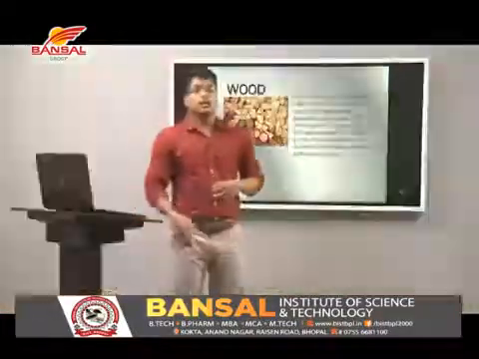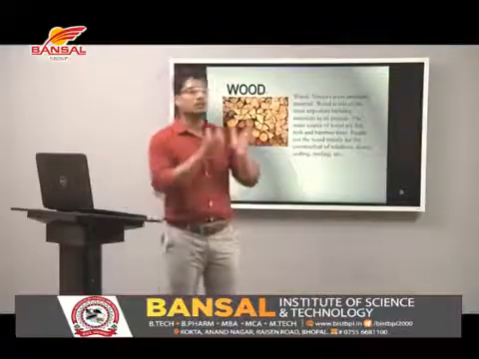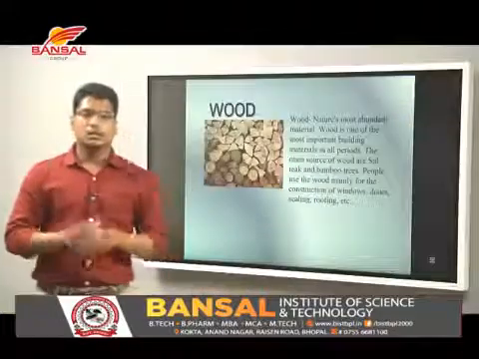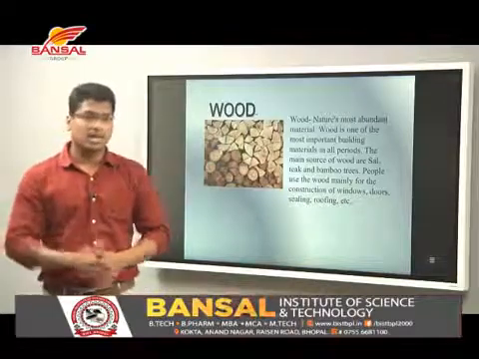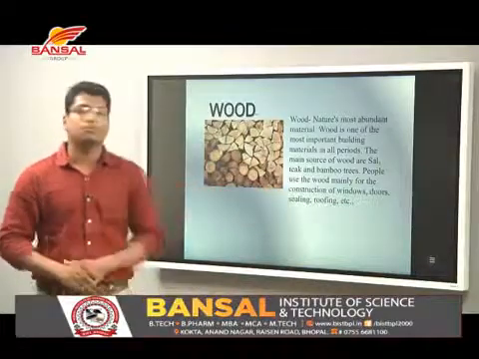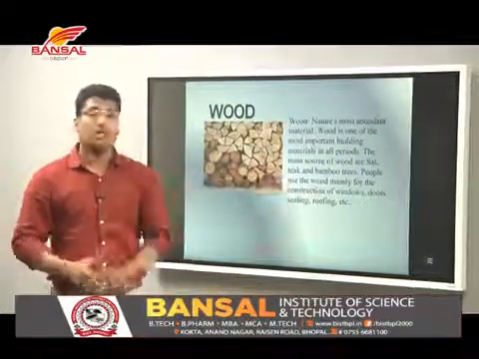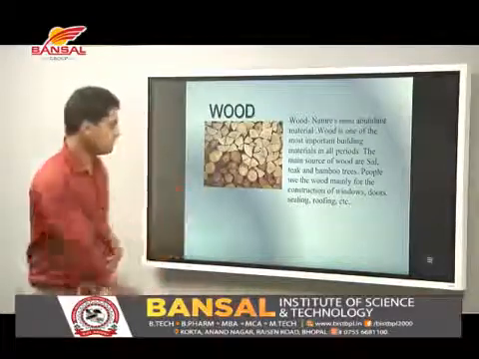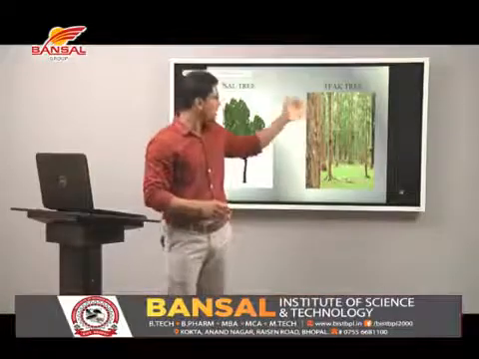Wood, nature's most abundant material. It is one of the most useful materials in all periods. The main sources of wood are sal, deodar, teak and bamboo trees. People use wood mainly for the construction of windows, doors, ceilings, roofs, etc. Here are the pictures of sal tree and teak tree.